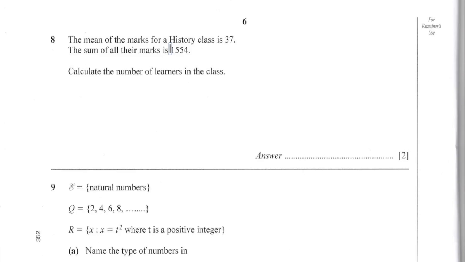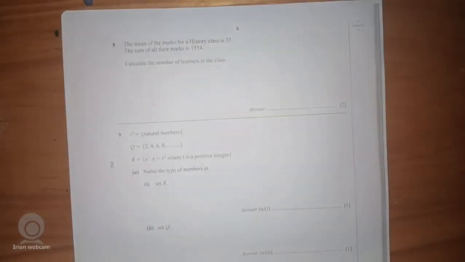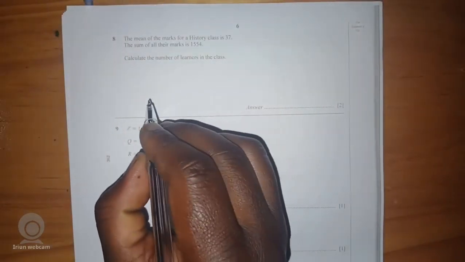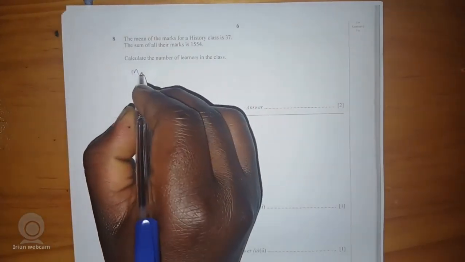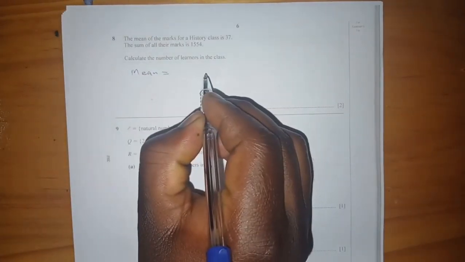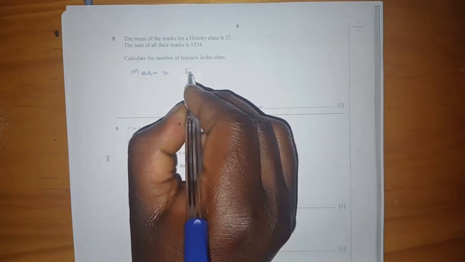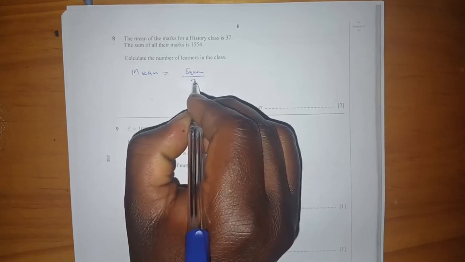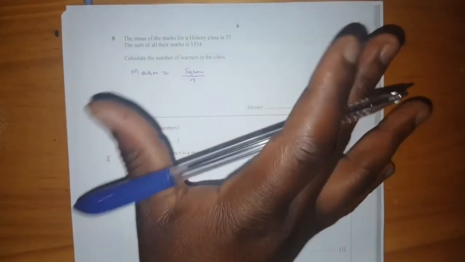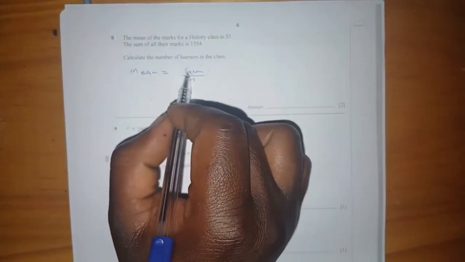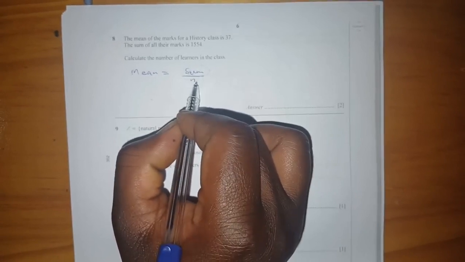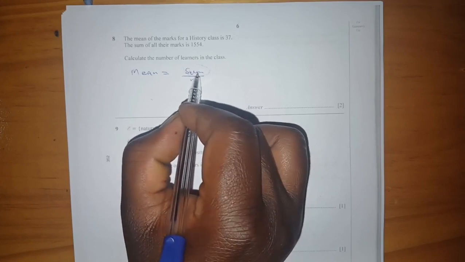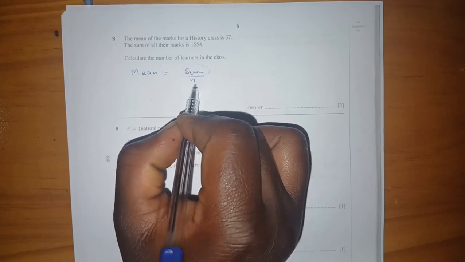Now, what is mean? So, what we should understand here is the concept of the mean. So, mean equals the sum divided by the number. So, if you have 5 numbers, add all the 5 numbers, and that's their sum, divide by 5. If you have 100 numbers, add all the 100 numbers. That's the sum, divide by 100. That will give you the mean.